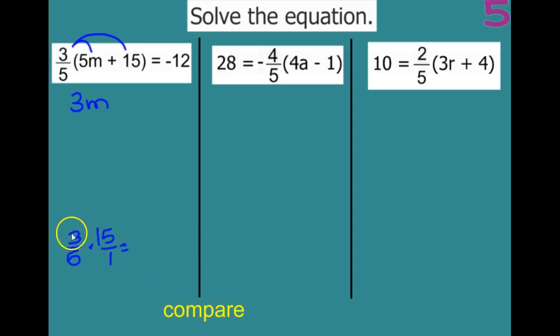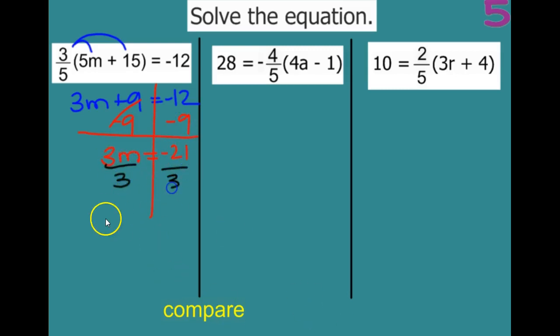Make that a 15. 3 times 15 is 45, divided by 5 would give us 9. Now, that's one way to go about this. This one worked out really nicely because we didn't have any weird decimals. So if I solve this one, subtract 9, we have 3m equals now a negative 21, and divide by 3. So m equals a negative 7.